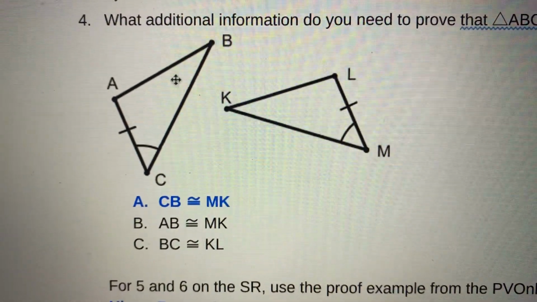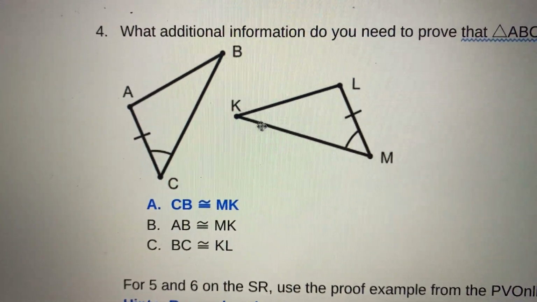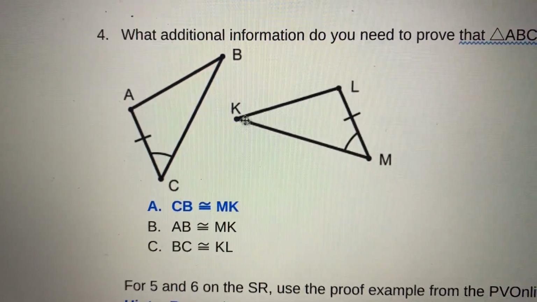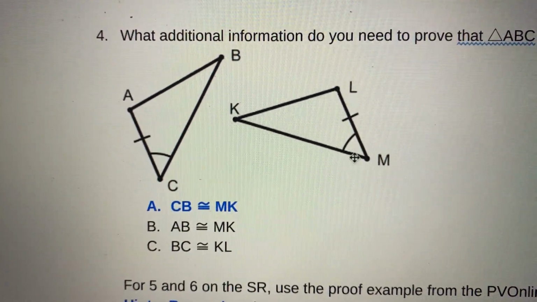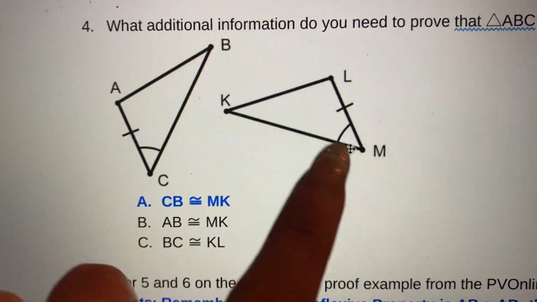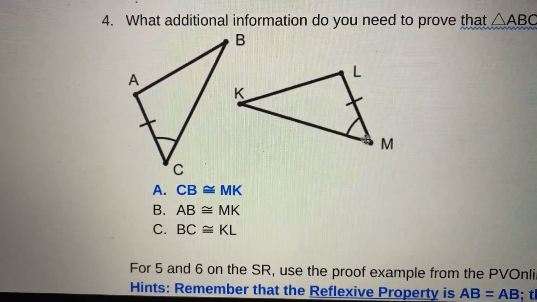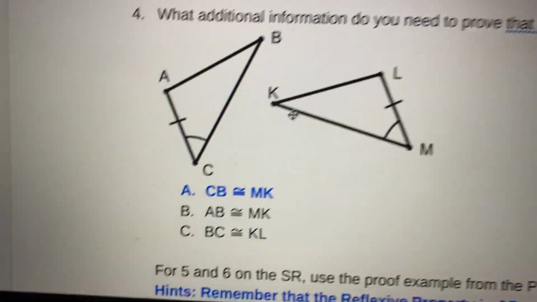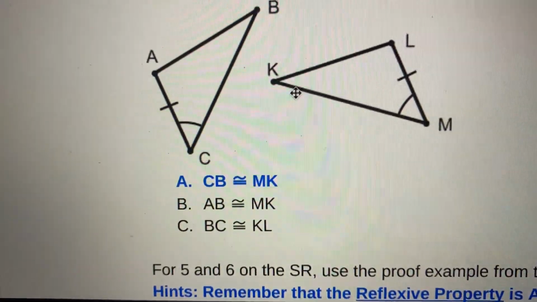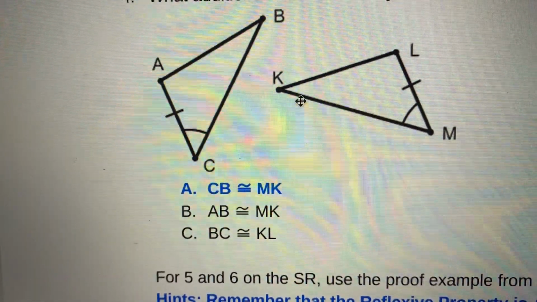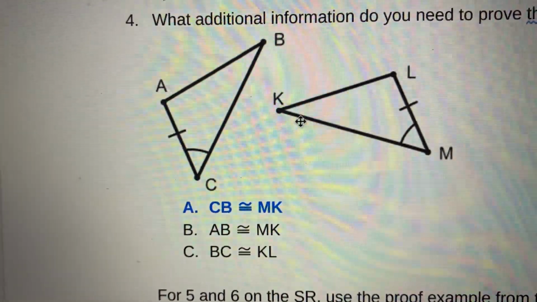So the first one says CB and MK, and that is actually what we need. Like I said, for that one, I was looking at it as KM, but they just flipped it around and they put MK. It's the same thing, you can flip it around. So that's actually going to be your answer, the first one, A, but let's just double check and make sure that the other ones are incorrect.